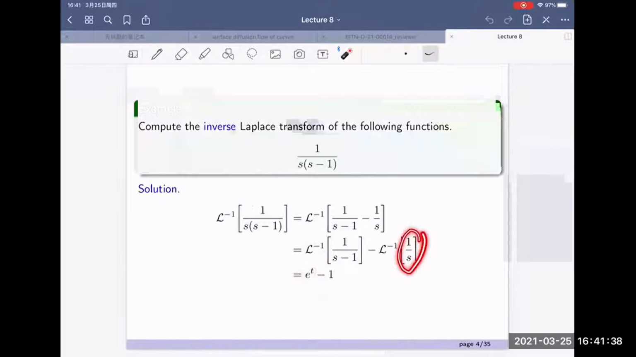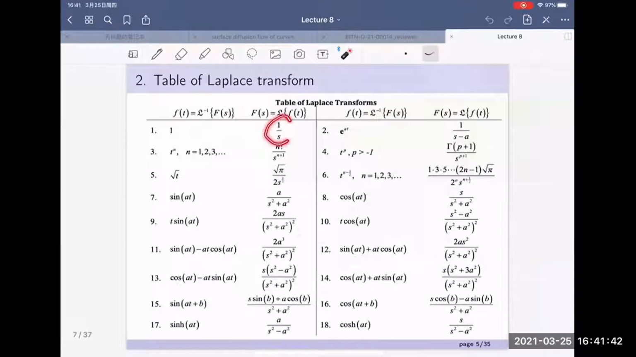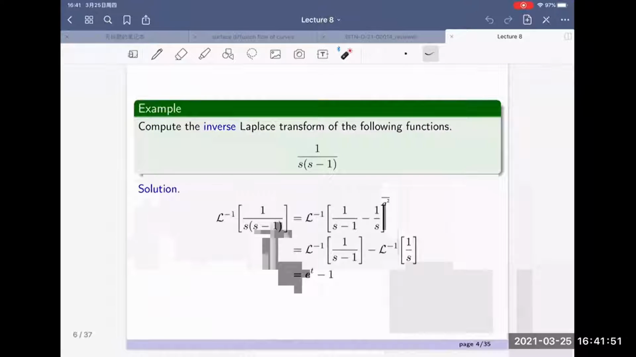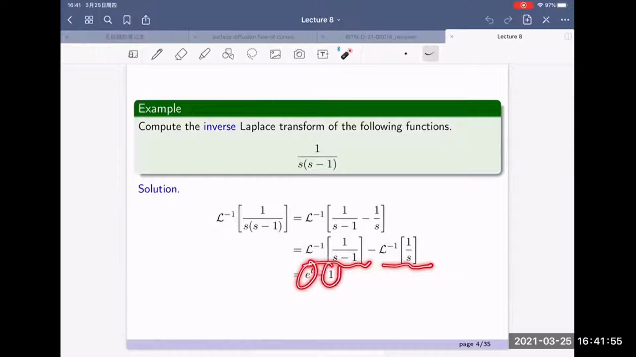And the inverse Laplace transform of 1 over s is just 1. It's written here. You can directly use it. Okay. So now for each term, it's easy to compute the inverse Laplace transform. Then you sum up the two terms, you get the result. The property that you can sum up the two terms is called linearity.